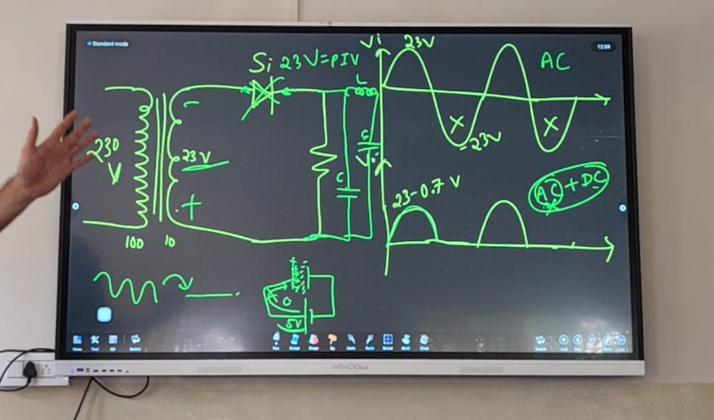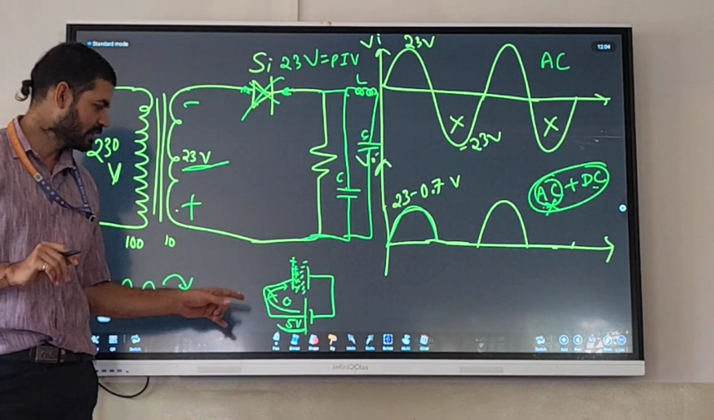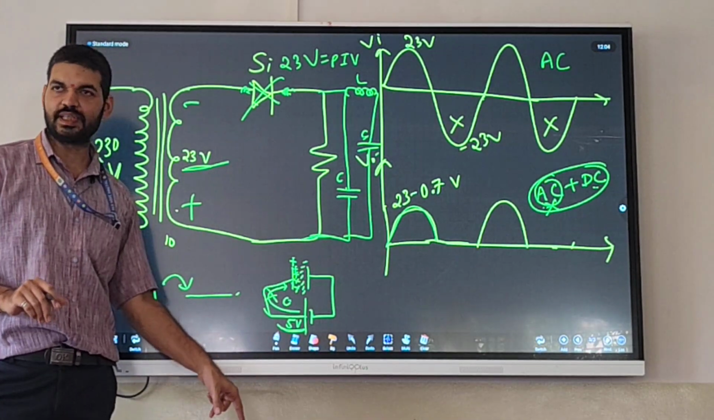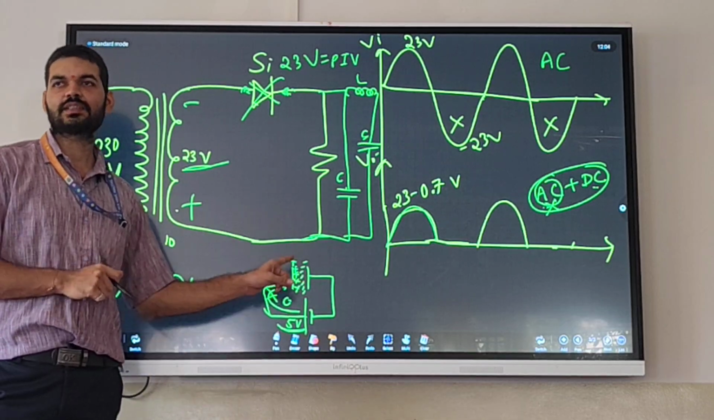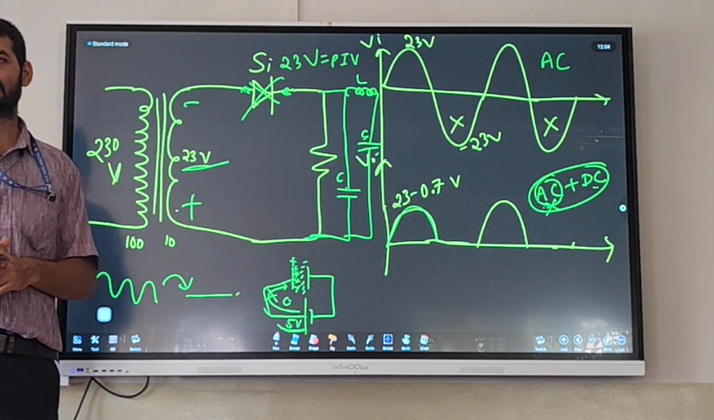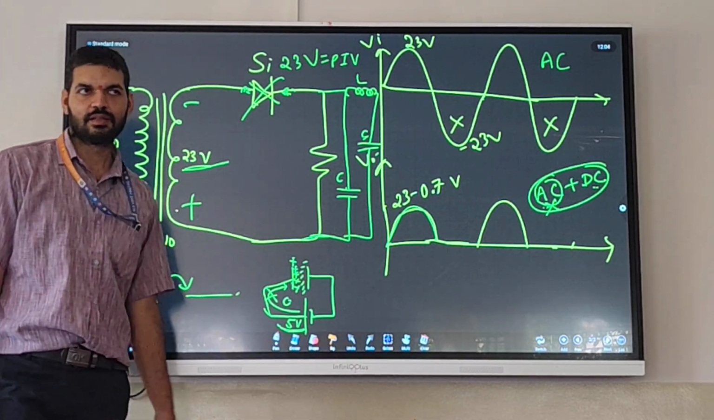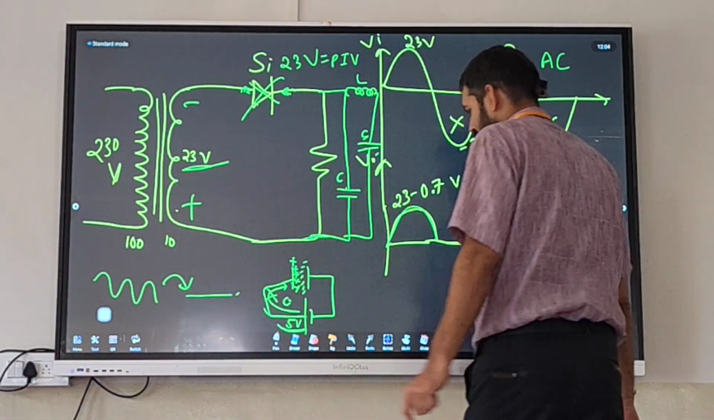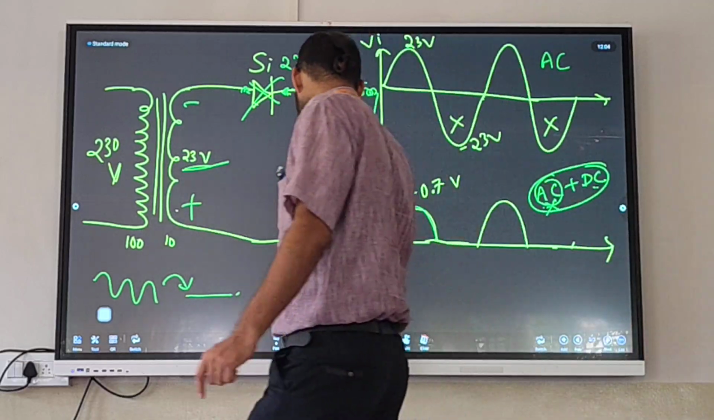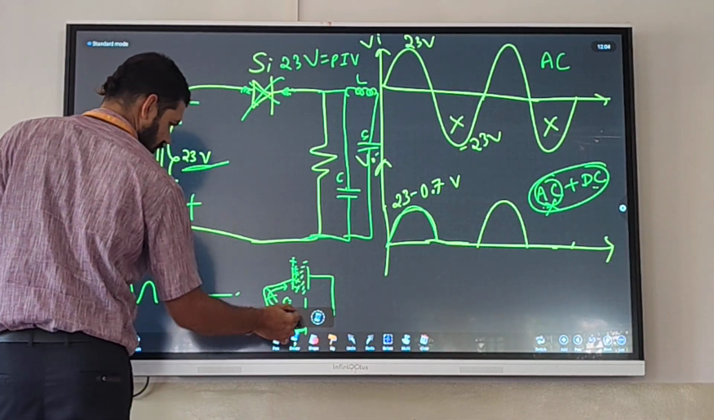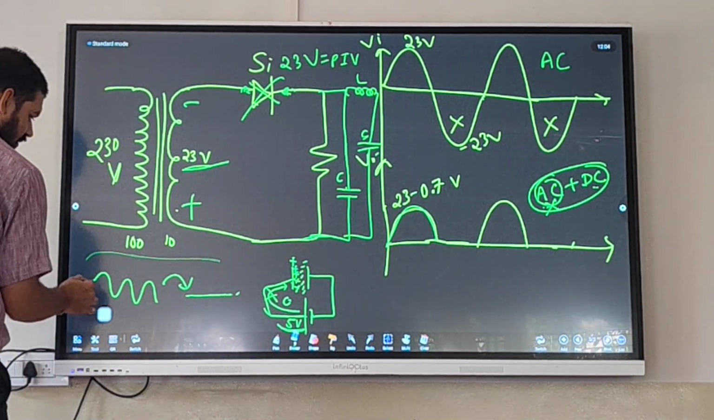After that no current flows. Therefore, it is said that when there is no current flowing in the circuit, you can say capacitor is blocking the DC, because I have applied DC here. Now what will we do? Now we will apply AC.